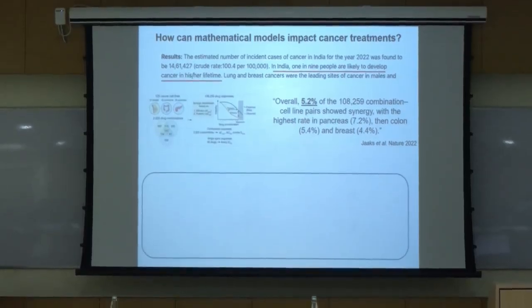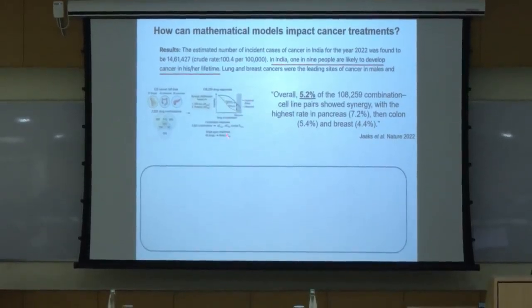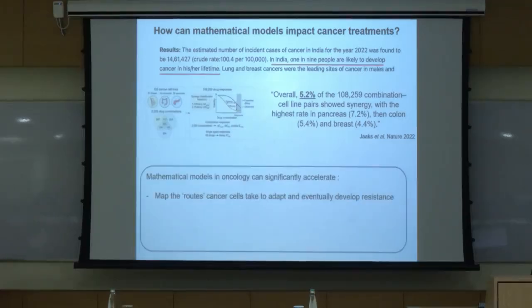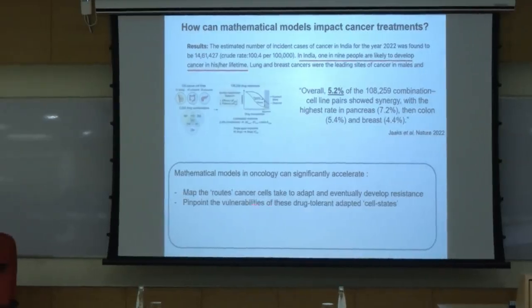So clearly this sort of trial and error approach is not really going to take us there, and it is very laborious in terms of time, infrastructure, as well as personnel needed, which is not necessarily possible for the kind of numbers that we are looking at in the very near future. So mathematical models can help understand what different trajectories cells are taking to adapt, pinpoint the vulnerabilities of these states, identify different combinations of drugs in a much less resource-intensive manner, and then of course suggest combinations that can be tested in the lab.